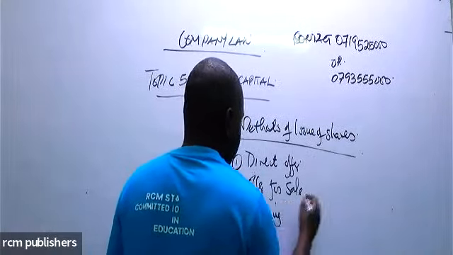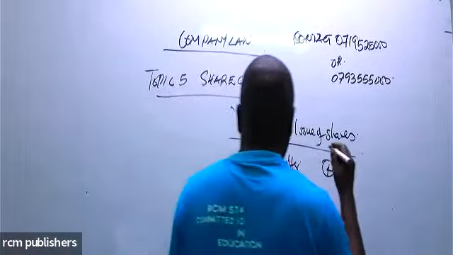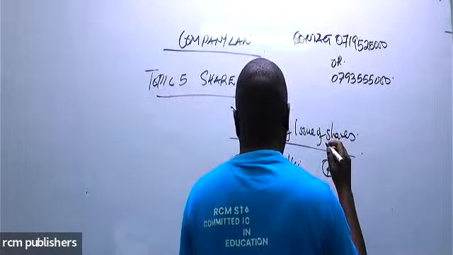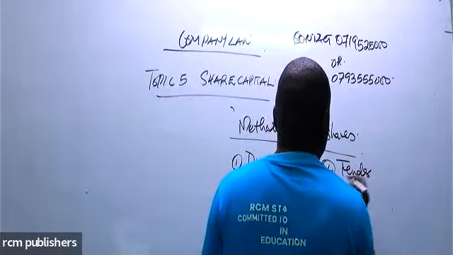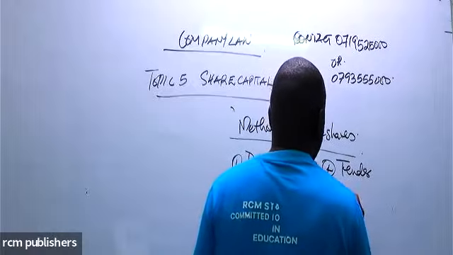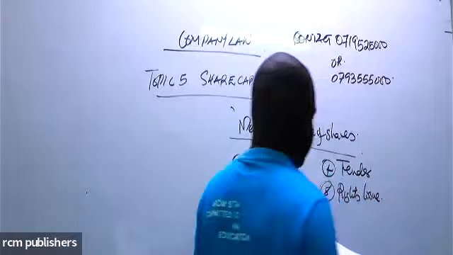Here. Then we have tendering. Offer for sale. For sale and tendering. Tender. Then we have what we call a rights issue.